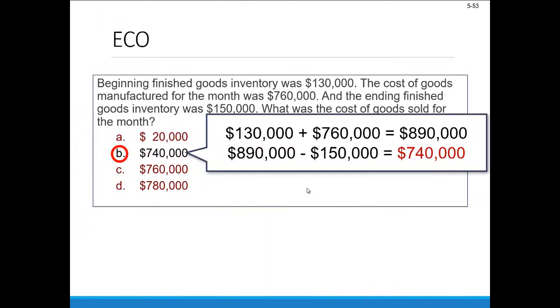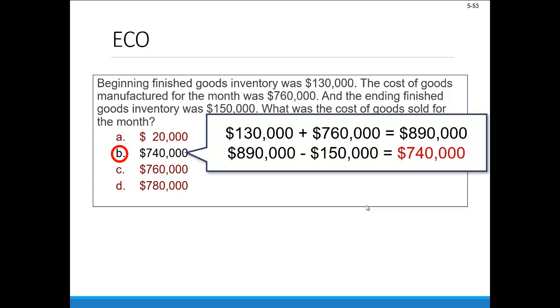So that would be 740,000. Right, we've got beginning inventory of 130 plus the 760,000 in cost of goods manufactured for the month. Total available then finished goods is 890,000. 890,000 minus the 150,000 ending finished goods inventory balance gives us cost of goods sold of the difference, 740,000.